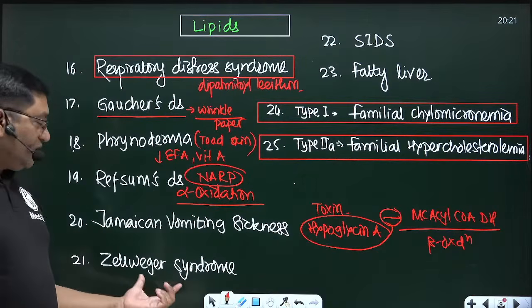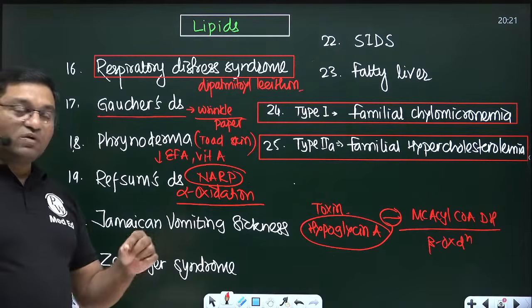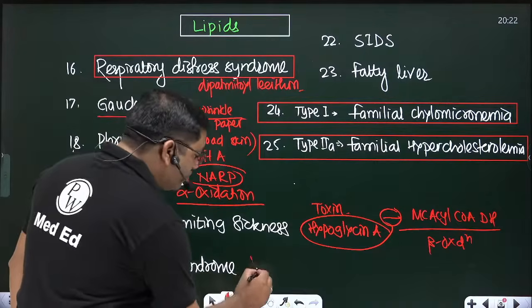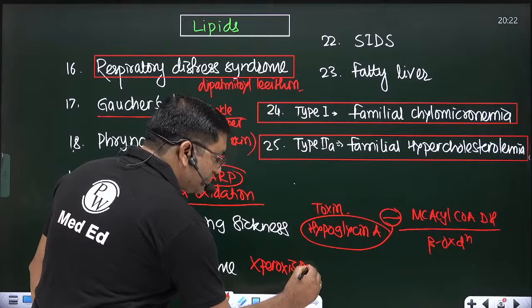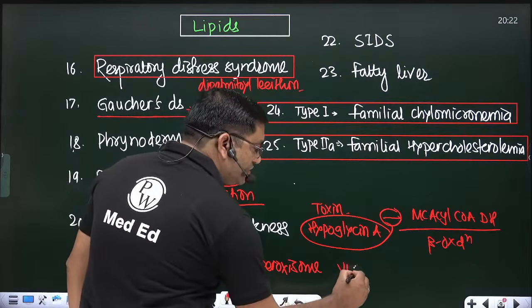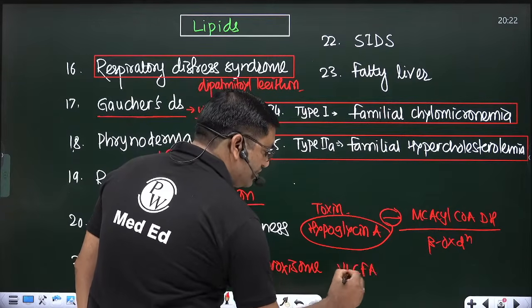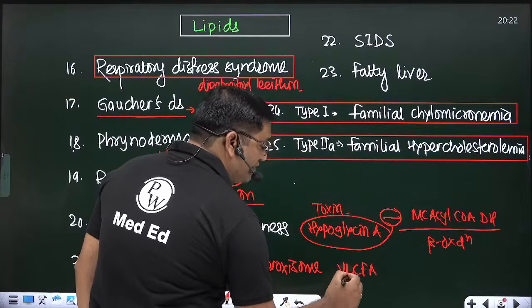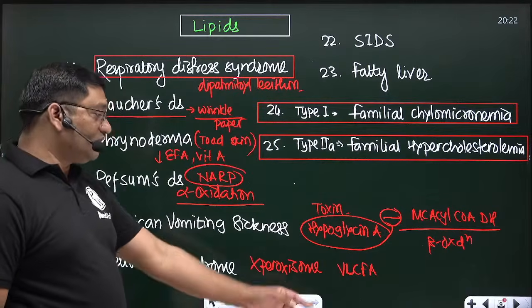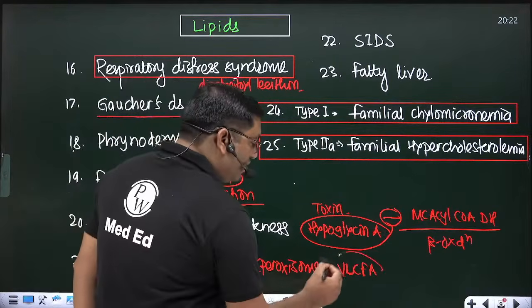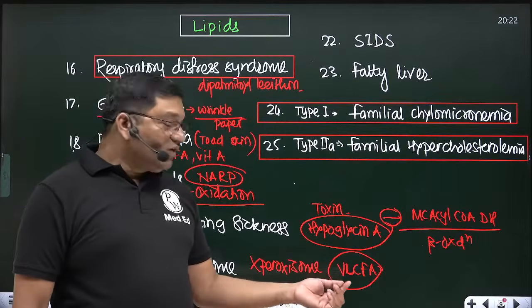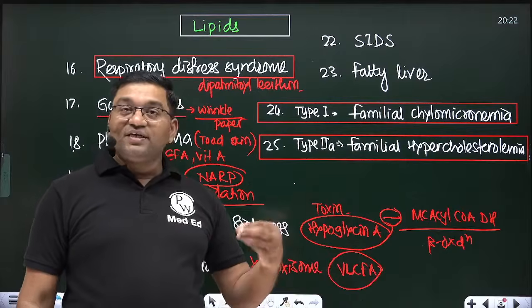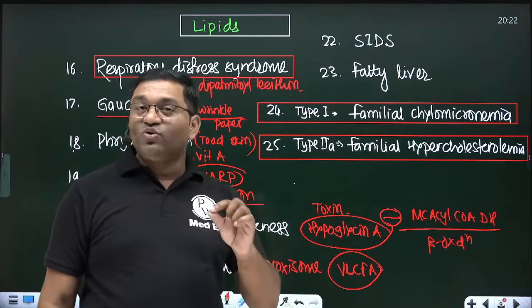Zellweger syndrome is important. It is the absence of functional peroxisomes. So peroxisomes are not there, or there are empty peroxisomes. This affects very long chain fatty acid oxidation. Very long chain fatty acids, more than 22 carbons, are affected, and there is accumulation of very long chain fatty acids in various tissues, particularly in the liver, brain, and kidney, causing cerebrohepatorenal disease.